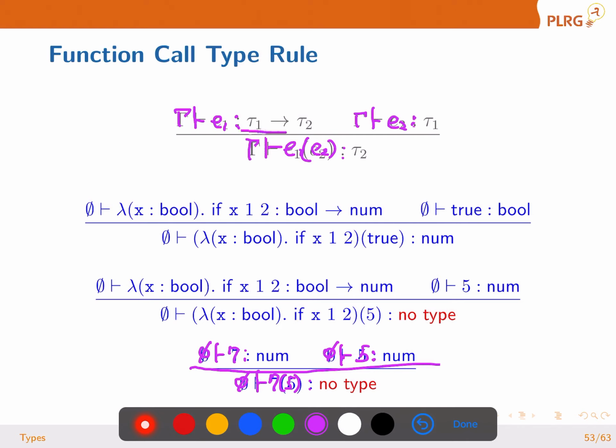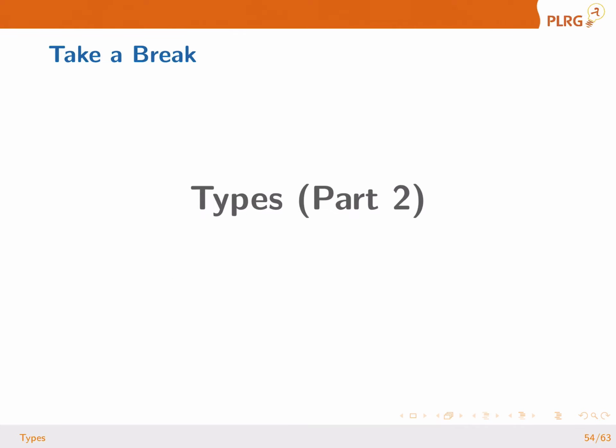E1's type should be tau1 to tau2. E1's type is number. E2's type, whatever. E2's type is number. Actually, not whatever. It should be the type of the argument, but it's not. There is no argument. Type error. Okay, this is how we apply typing rules to write down type derivation. We'll stop here and take the second break.